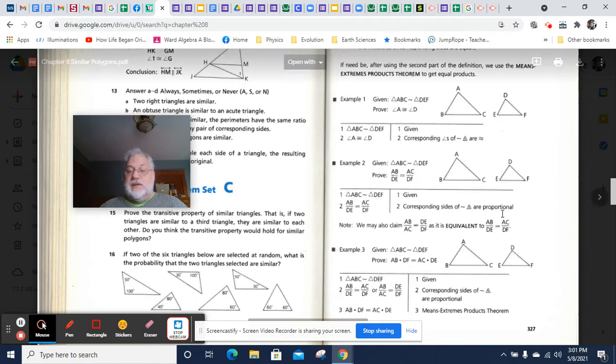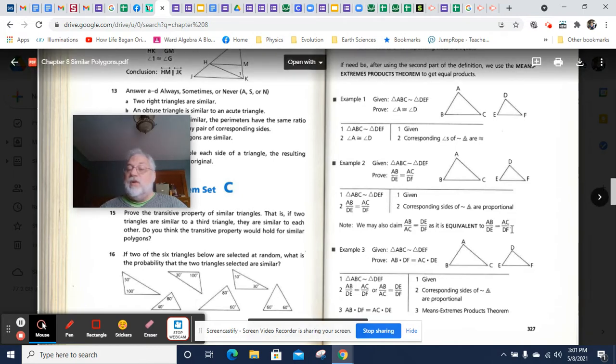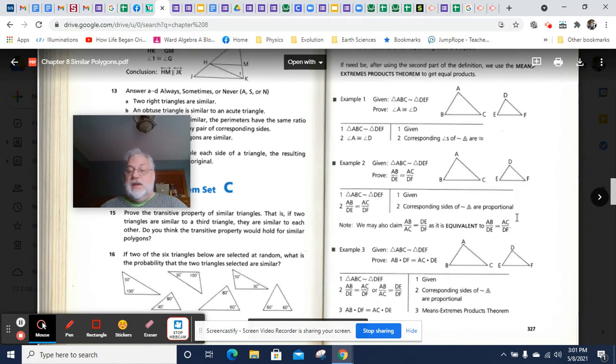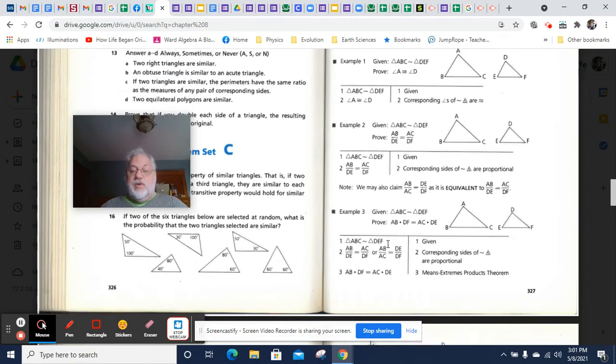So AB and DE are in a horizontal position, just like AC and DF are, and AB and AC and DE and DF are in vertical positions in the proportion. The product of the means and the product of the extremes will still work out to DE times AC and AB times DF. It is the same proportion. It's just rotated.